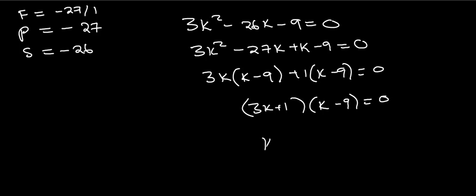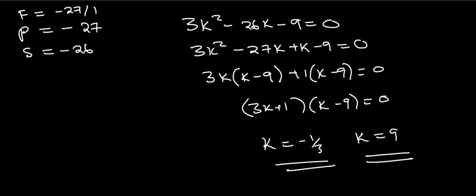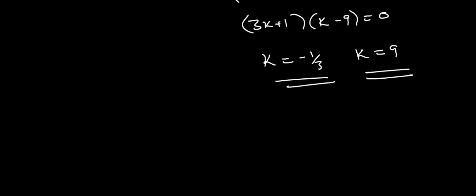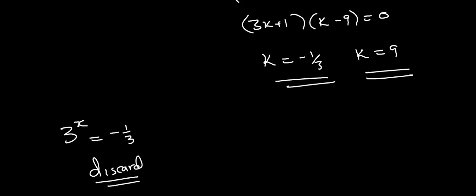So you have k is equal to negative 1 over 3, and k is equal to 9. So you have these two answers. And then you bring back your 3 to the power x. Remember that we are looking for x, so 3 to the power x is equal to negative 1 over 3. We said, provided the answer you've gotten is negative, you discard it, because logs do not accommodate negatives. There is no way that we can change negative 1 over 3 to be base 3.